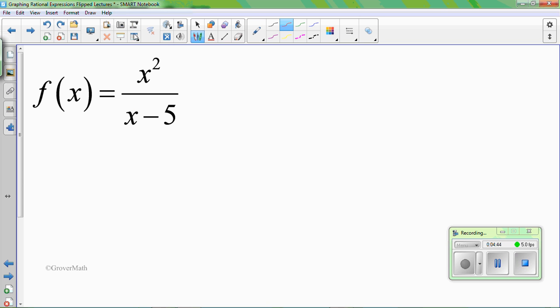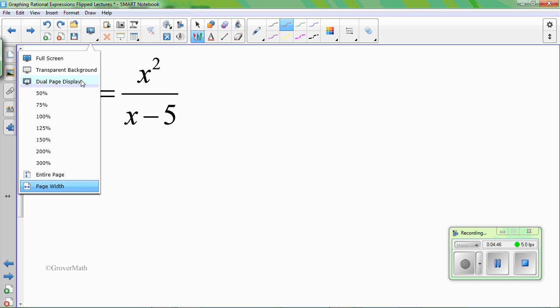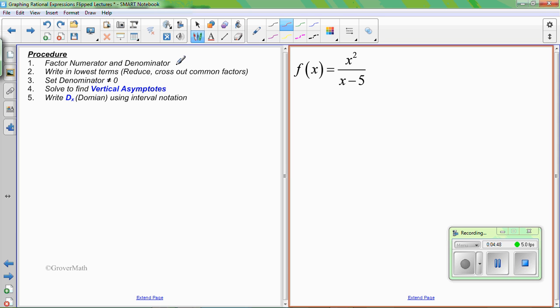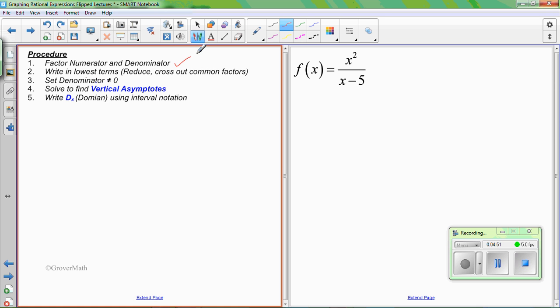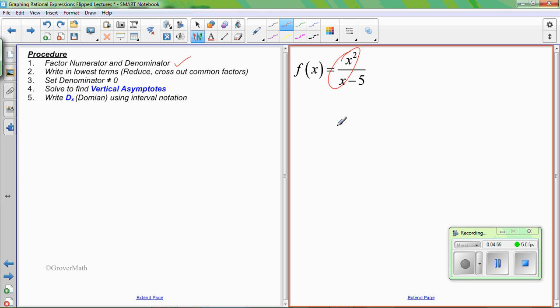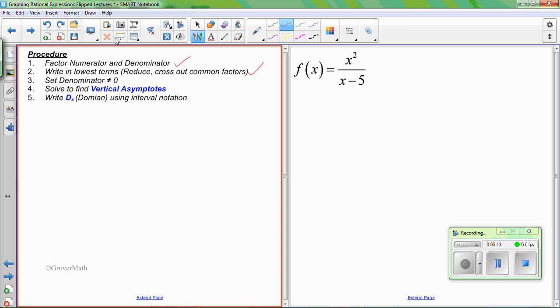So step 1 was to factor the numerator and the denominator. This is a very basic example where there is no factoring involved. You can't reduce these x squared over x because this x minus 5 is a binomial, a polynomial, so we can only cross out x minus 5 if we had, say, another x minus 5, which we don't. So there's nothing that can be done. It's written in lowest terms. There's no reducing. There's no factoring. So steps 1 and 2 are done.